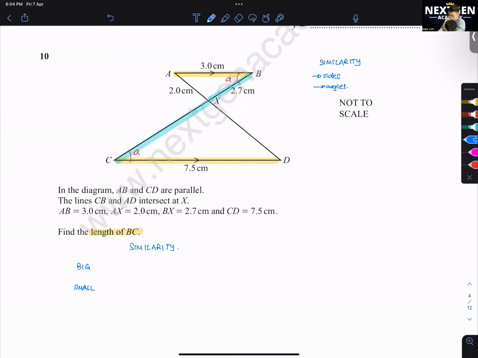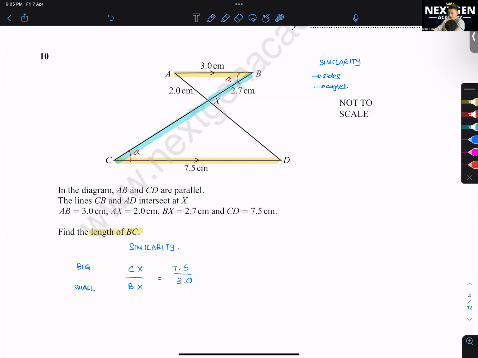Can I say that CX is proportional to BX? This is proportional to this. I'm using the similarity equation. Then the big yellow line is similar to this yellow line here, so 7.5 divided by 3.0. Can you see? Yeah, you can use scale factor also. Technically, this is scale factor all in one step.